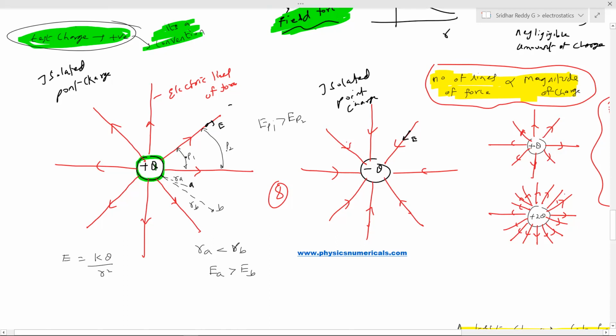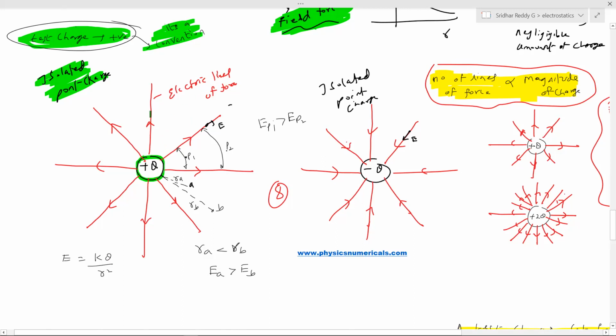A positive point charge is there. No, this isolated positive point charge. Try to see here. So what I took is an isolated point charge. I want to find out the lines of force. I'm introducing electric lines of force.